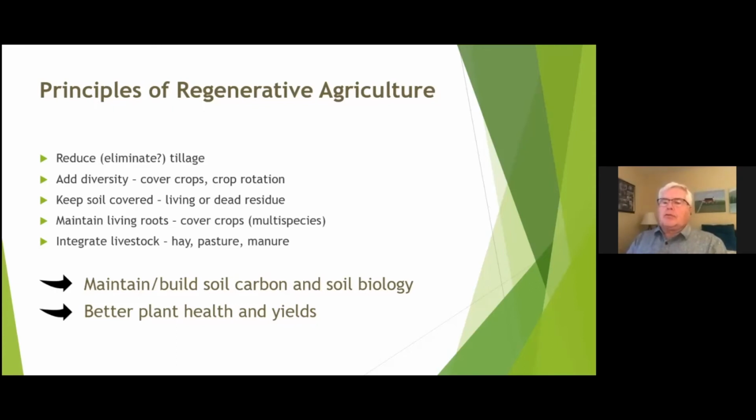And it's also good if we can integrate livestock, because the hay crops are very good for soil health, pasture as well, and then of course we have manure that we can apply to the soil. And these things can all help on the soil health. And our basic goals of regenerative agriculture are to maintain and build soil carbon and soil biology, and of course to get better plant health and yields.